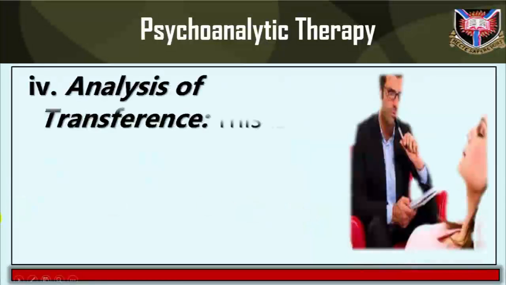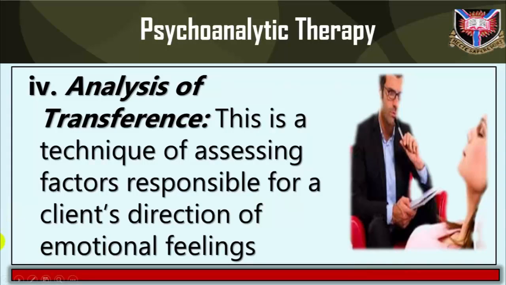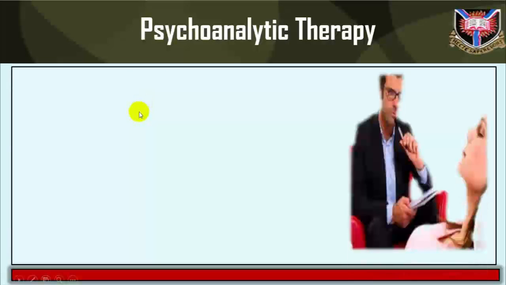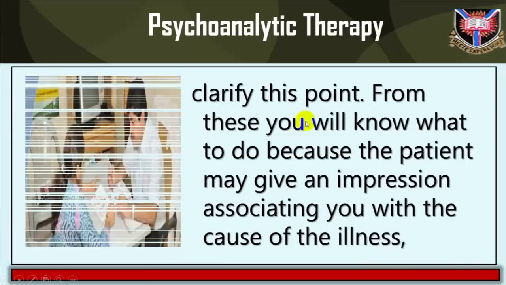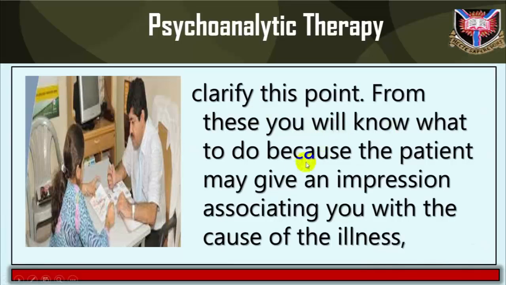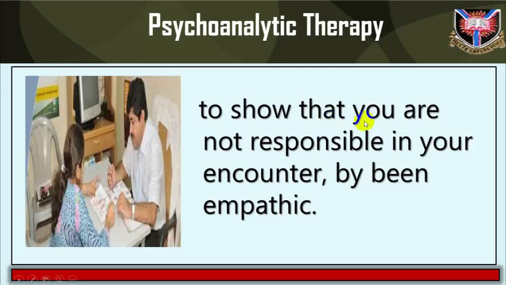4. Analysis of transference. This is a technique of assessing factors responsible for a client's direction of emotional feelings towards the therapist, as if the therapist were the original source of his or her problem. One has to interpret and clarify this point. From this, you will know what to do, because the patient may give an expression associating you with the cause of the illness, to show that you are not responsible in your encounter by being empathic.